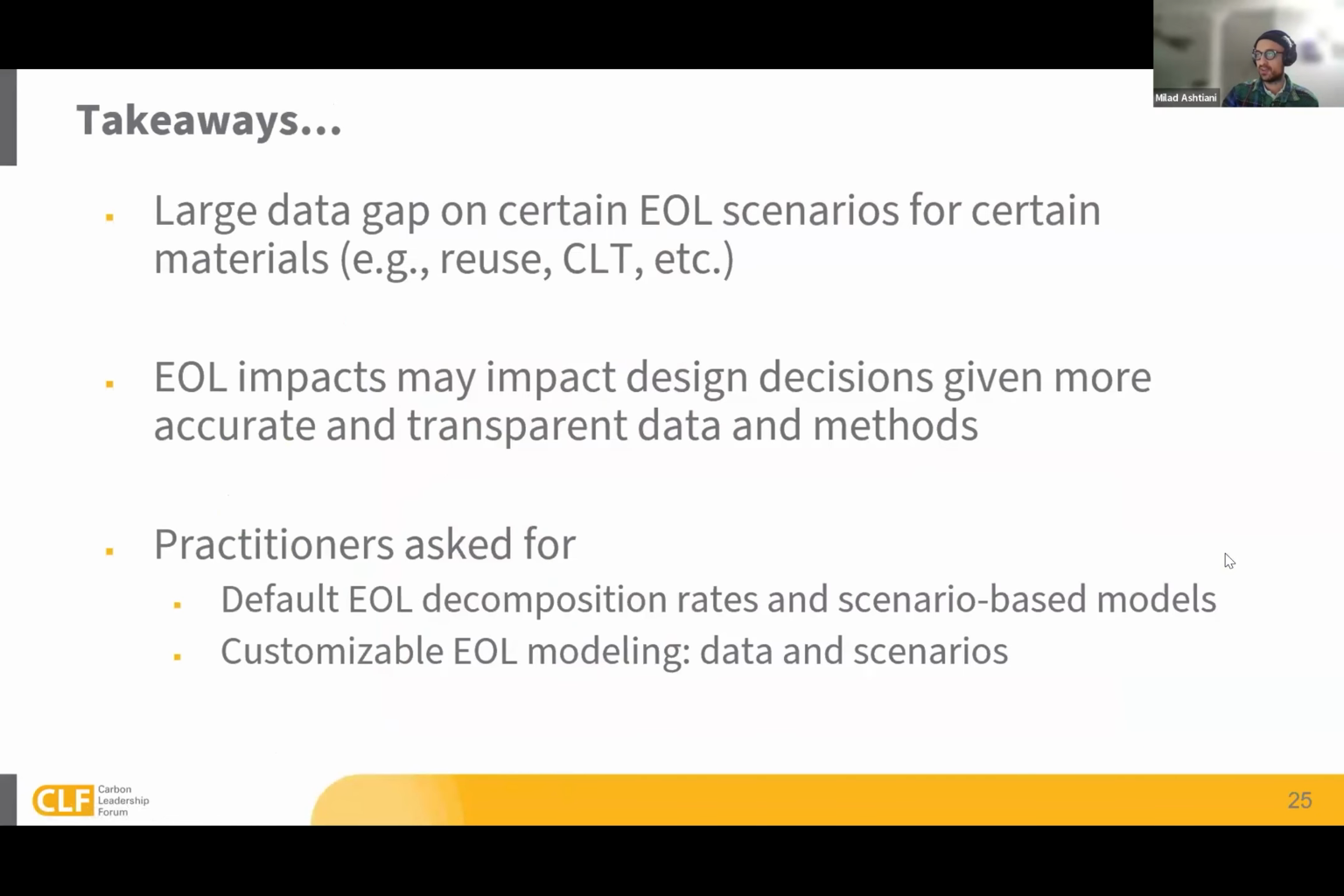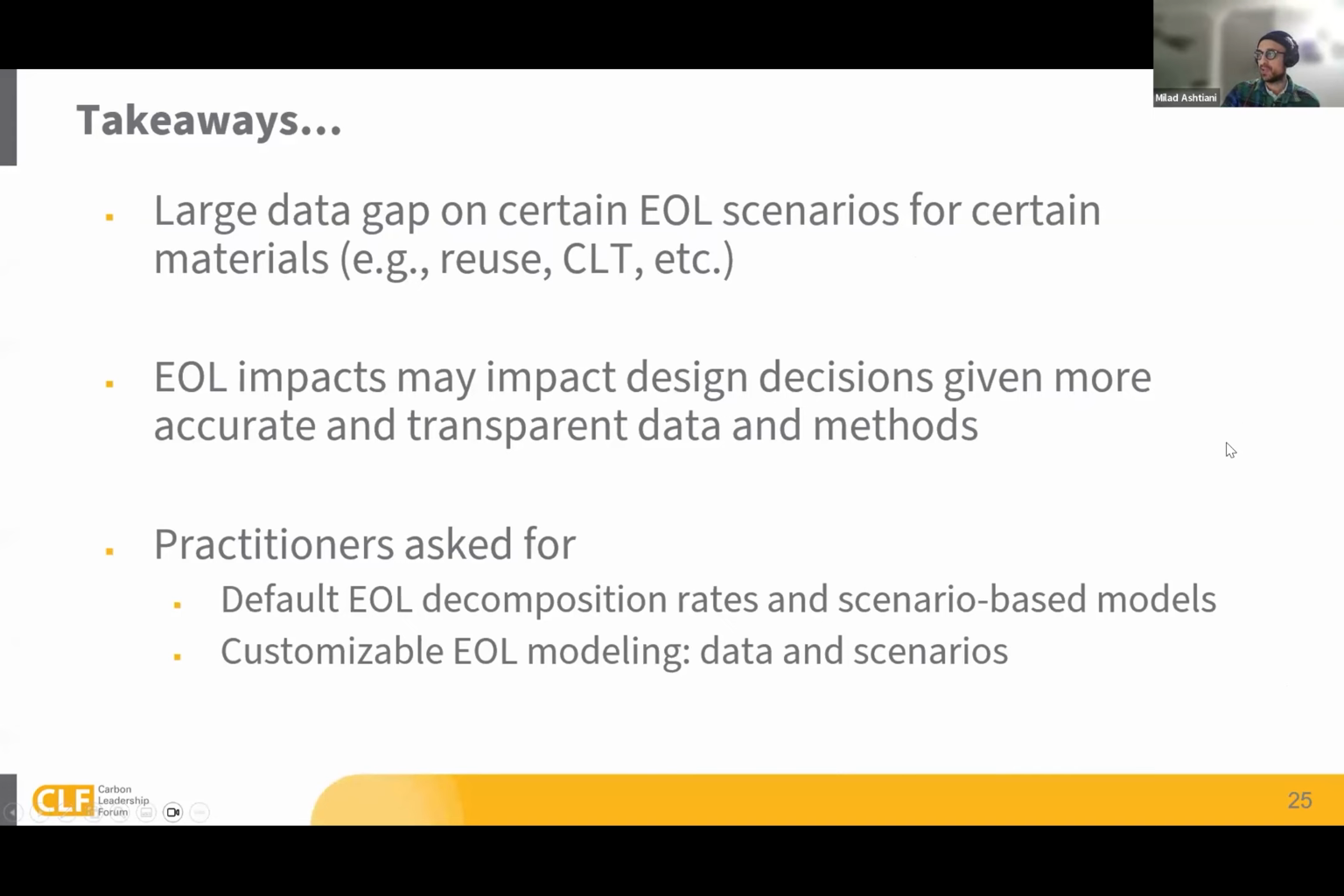And some final thoughts. Some major takeaways that we got from this project so far, and it was hard to consolidate all of that into 3 bullet points, but there seems to be a large data gap on certain end-of-life scenarios and for certain materials. For certain scenarios, I mostly mean reuse. So reuse seems to be the largest gap. And for some materials, mostly wood-based materials, wood products like CLT or glulam, there's less data because of many reasons that hopefully we will discuss further in this webinar.